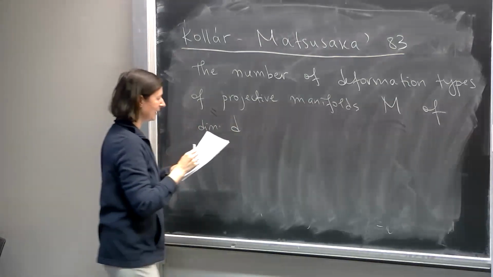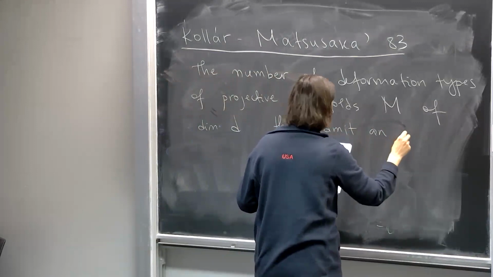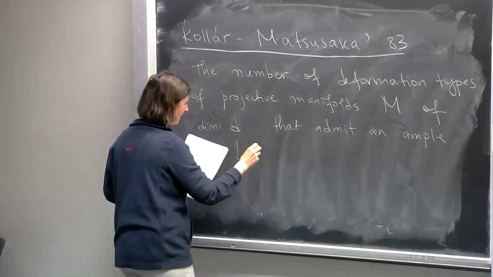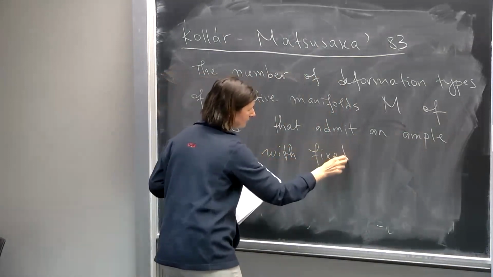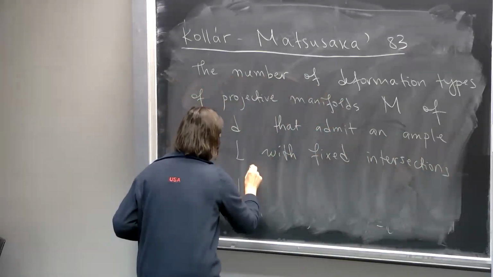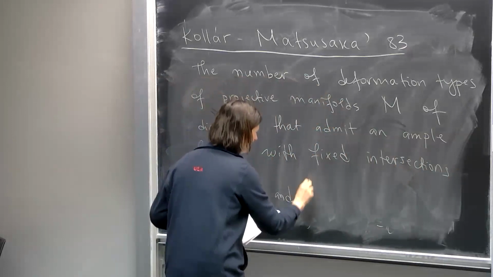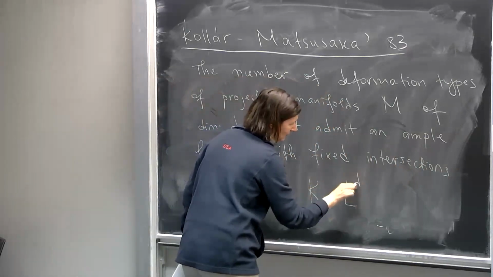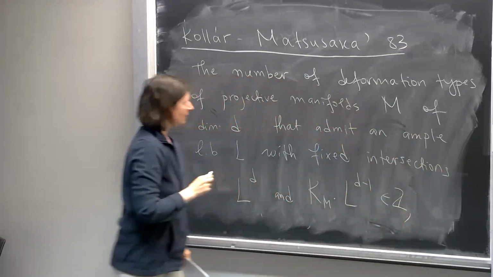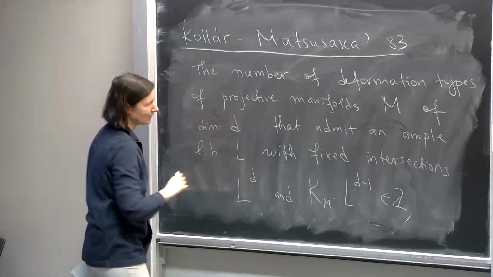So this is the complex dimension, that admit an ample line bundle L with fixed intersections, L to the D, the top self-intersection, and then you intersect L to the D minus 1 with the canonical bundle of M. So you have these two integer numbers. So the number of deformation types of projective manifolds that admit an ample line bundle L with fixed intersections is finite.